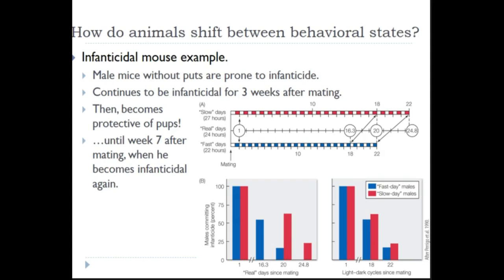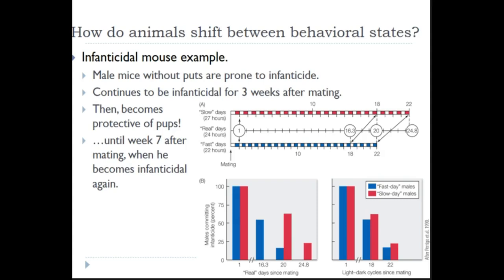And they continue to be infanticidal, even if they get an opportunity to mate with a female. They'll continue to be infanticidal for about 3 weeks after mating. But then there's some kind of a switch that happens, where after about 3 weeks post-mating, the males will suddenly be protective of their pups for about 4 weeks. And then once week 7 hits, they become infanticidal again. I mean, it's like they can't make up their mind and they can't decide if they're going to be good parents or not.